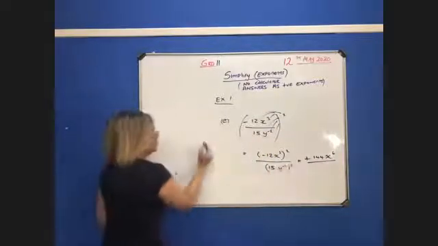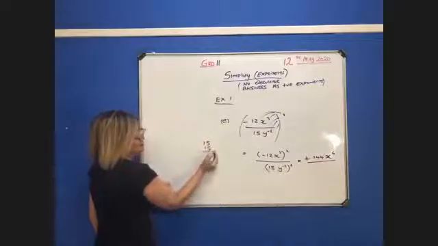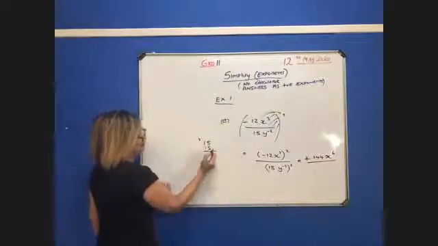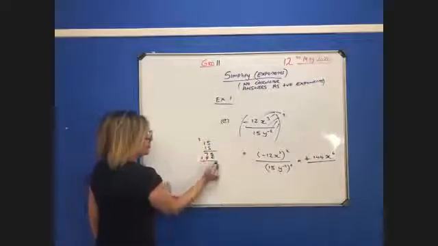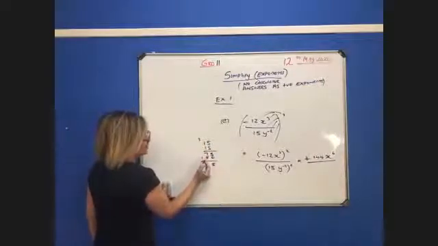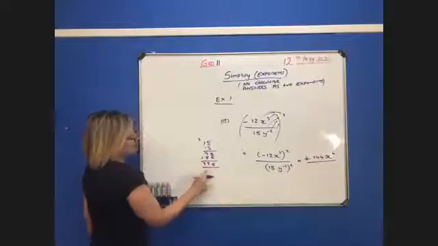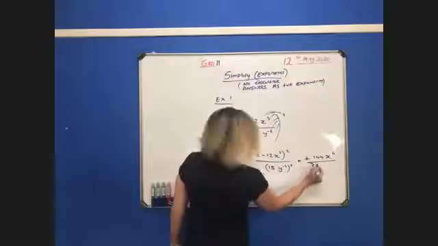15 squared, now that means 15 times itself. So 5 times 5 is 25. 1 times 5 is 5, and so on. So that's 2, 2, 5.